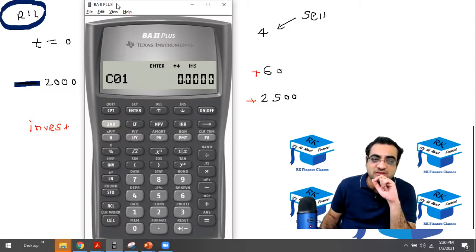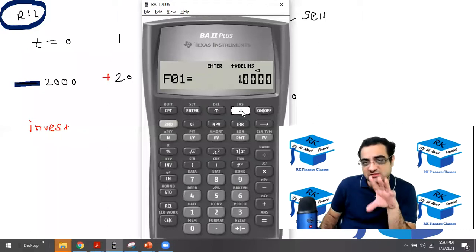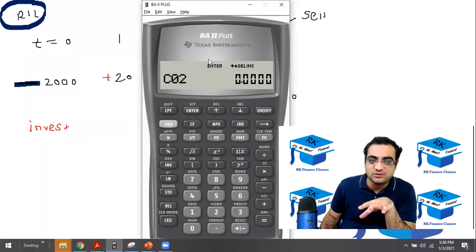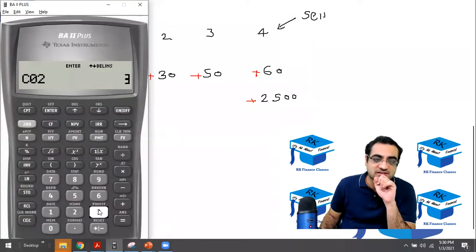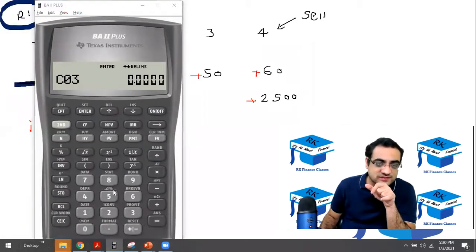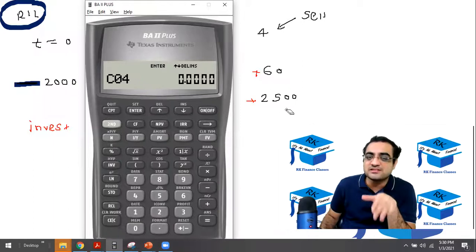Scroll down. C01 is a dividend in the first year, which is 20, and enter. Scroll down, ignore the frequency. For today's lecture also ignore the frequency. Scroll down. C02 is 30, so press 30, enter. Scroll down, again ignore the frequency. Scroll down, C03. The 3rd year cash flow is 50, so press 50, enter. Scroll down, ignore the frequency. Scroll down, C04 is 60 plus 2,500, that becomes 2,560. 60 plus 2,500 is 2,560 and press enter.